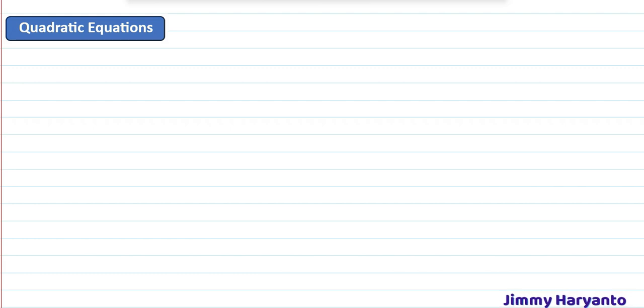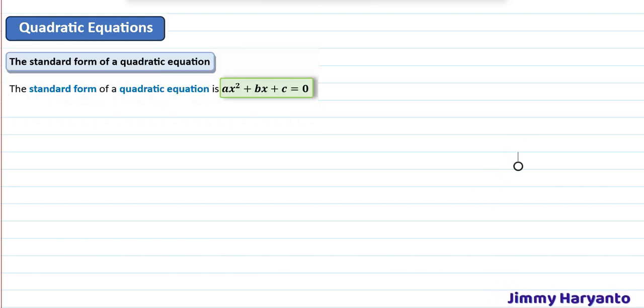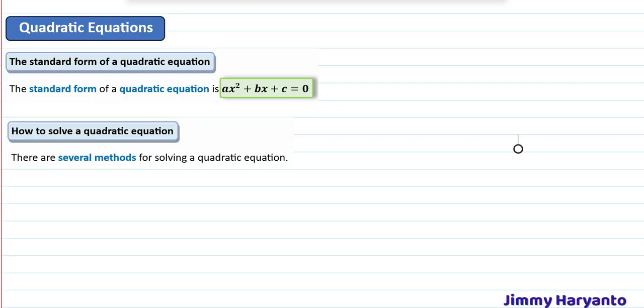Okay guys, we'll go to the next chapter. The next chapter is called quadratic equations. The standard form of a quadratic equation is just like this: ax squared plus bx plus c equals 0. Yeah, so there will be equals to 0. And then how to solve quadratic equations?